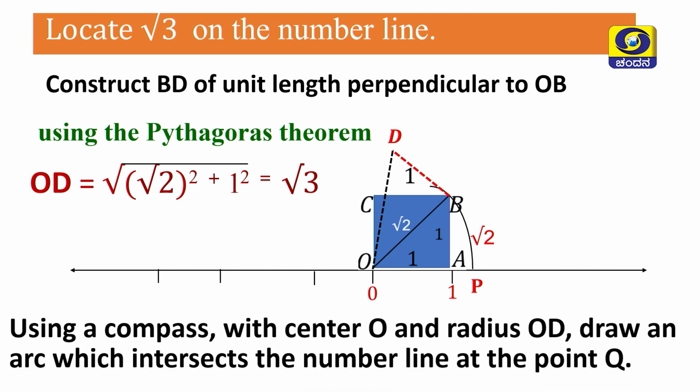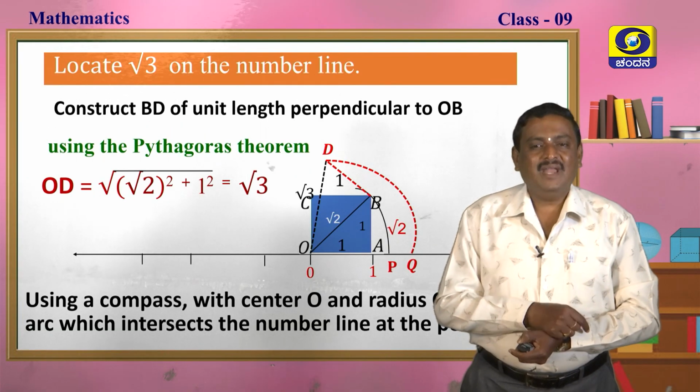Now, what to do now? Again, take a compass with center O and radius OD, draw an arc which intersects the number line at point P. See, this represents root 3, my dear students. The number line point Q represents root 3. How is it? It is super, na? Yes, you have to do it using compass and pencil. It is very nice to look.